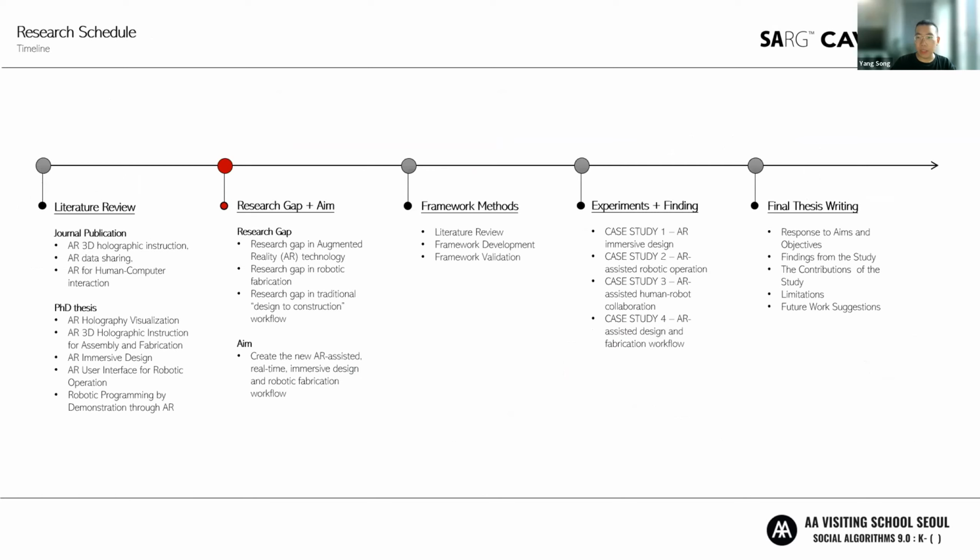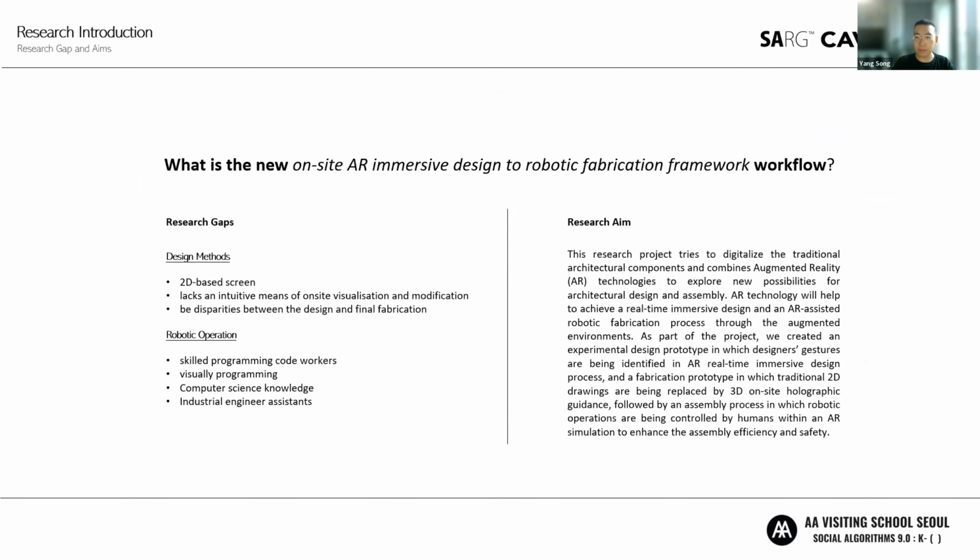After integrating the data, we found some research gaps in the design method and robotic operation area, which need the help of augmented reality to improve the current method. For example, in design method, computer-aided architectural design and modeling software is still limited to a 2D-based screen, which lacks the intuitive means of on-site visualization and modification. As the design is done outside of the building site, there might be disparities between the design and final fabrication. And also in the robotic operation area, it requires complex knowledge and skilled programming workers.